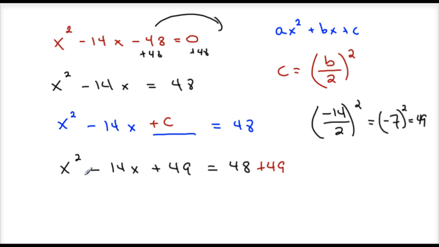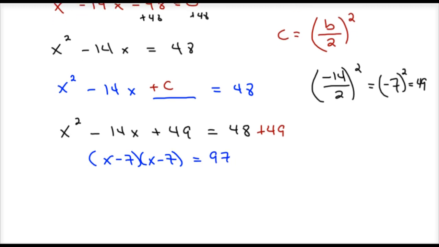Now, if I factor this, x squared minus 14x plus 49, I can factor this into x minus 7 times x minus 7 equals, what's 48 plus 49? 97, perfect. I'm going to rewrite these two terms as x minus 7 squared equals 97.